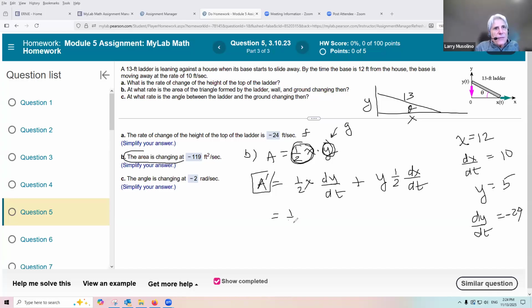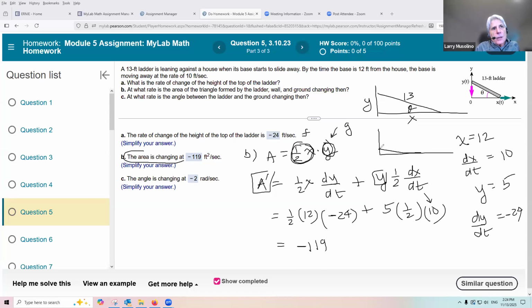So it's going to be 1/2 times the x value of 12, times dy/dt, which is negative 24, plus the y value, which is 5, times dx/dt, which was 10. And if you work this out on your calculator, you should get the answer negative 119. So what that's telling us is the area is getting smaller over time. The area is decreasing. That makes sense because as this ladder slips down, the area is going to be getting smaller and smaller over time.